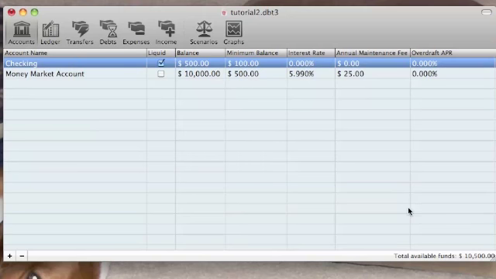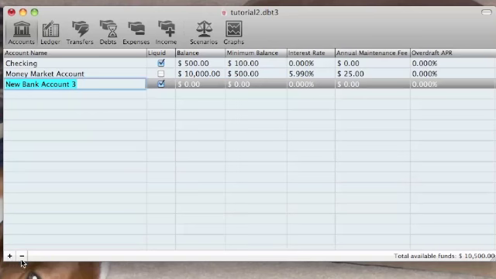Once this information is filled in, you can see down at the bottom here, my total available funds is $10,500. If I wanted to add more bank accounts, I can add them on with the plus down here. And if I don't want something, I'll delete it with the minus.